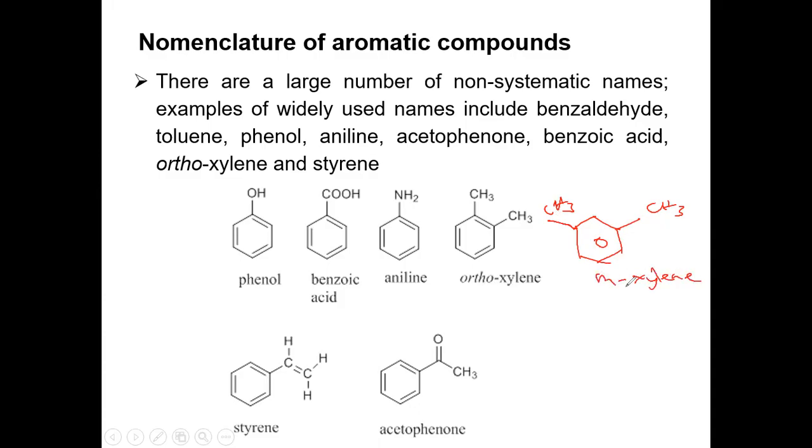Very simple. Meta-xylene. Good. Now, I can also have para-xylene. So xylene will just be a benzene ring with 2 CH3 groups substituted, right? But then ortho-xylene will show us the position of the 2 CH3 groups. Very simple. Then styrene, this is styrene.